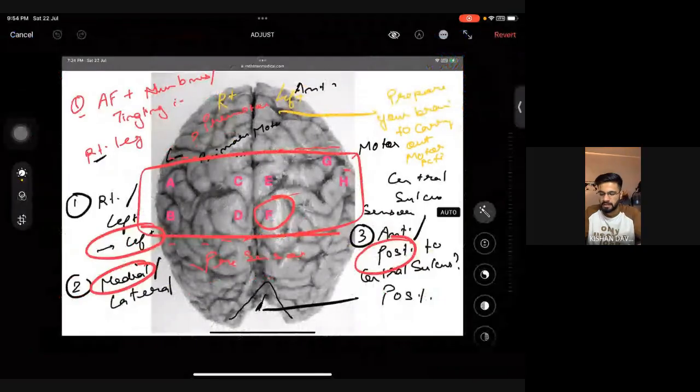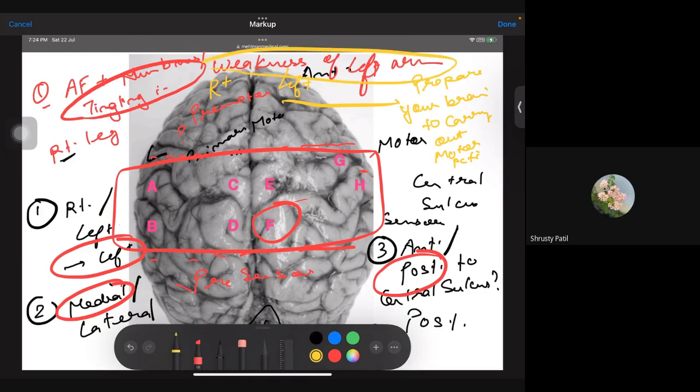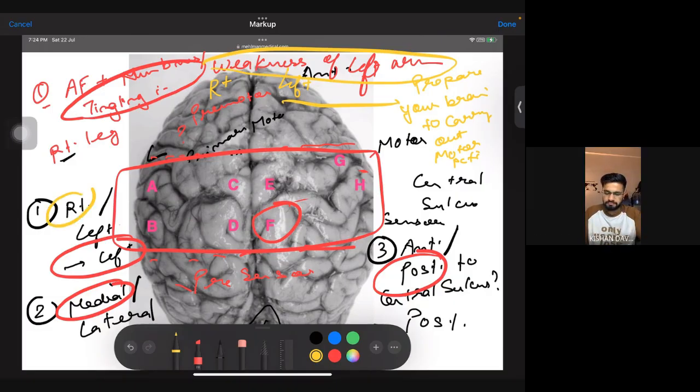Okay, chalo, another question. Instead of tingling and numbness, they will give you weakness of the left arm. Weakness of left arm. So same question for you. Right or left? Come on quickly. Right. Right. Right. Medial or lateral? Lateral. Anterior, posterior?